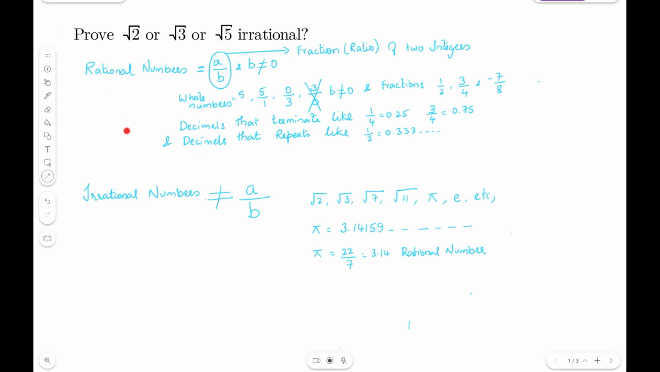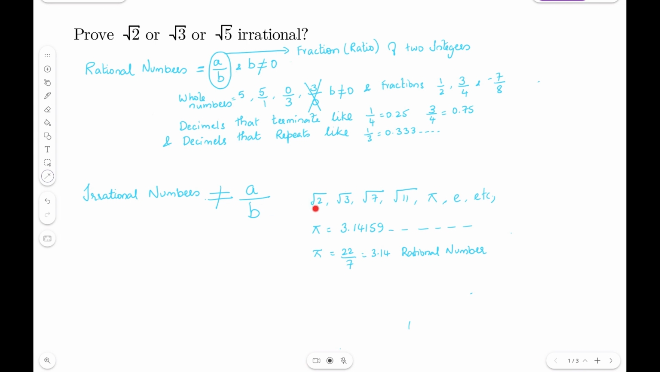Irrational numbers are those numbers that cannot be expressed as a simple fraction of two integers. An irrational number cannot be written in the form of a by b. However you try, you will not be able to write it in the form of a by b. Their decimal representation goes on forever without repeating any pattern.